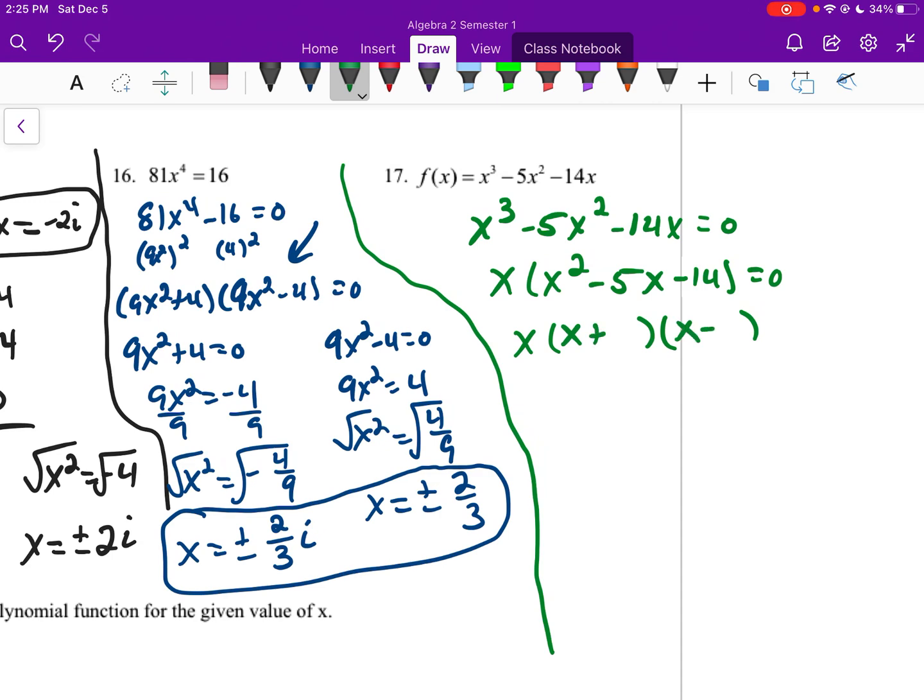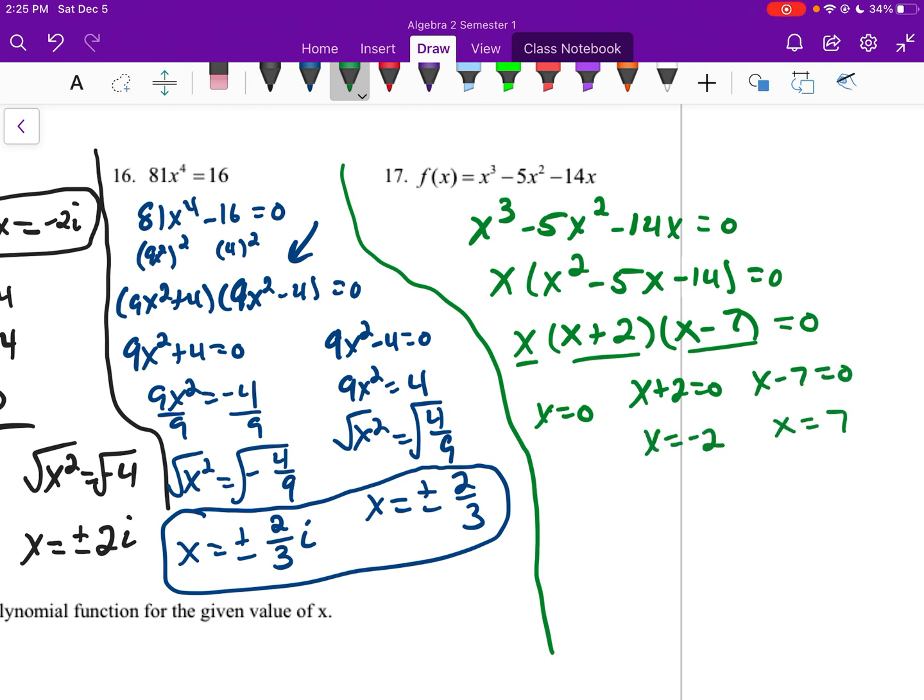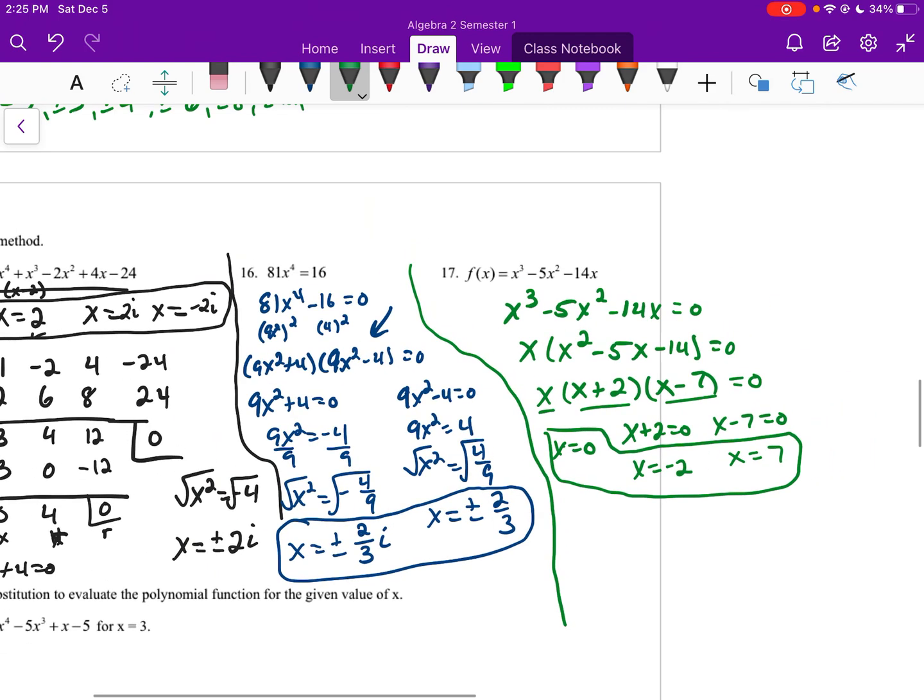x times x. Signs have to be opposite. 7 times 2 is 14, and they can combine to get -5. I need more negatives, so 7 there, 2 there. Setting each of those factors equal to 0 now: x equals 0, you don't even have any solving left to do there. x plus 2 equals 0, x minus 7 equals 0. So x equals -2, x is equal to 7. So there are our 3 solutions for that polynomial.